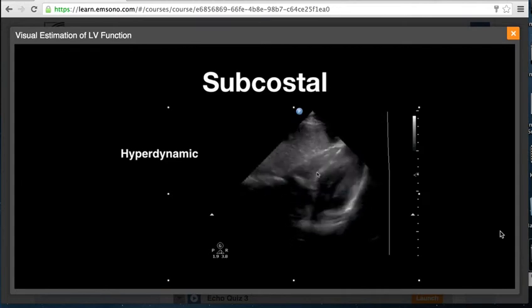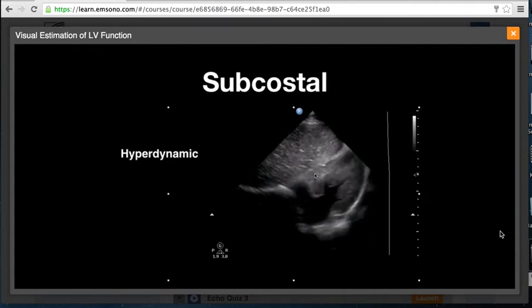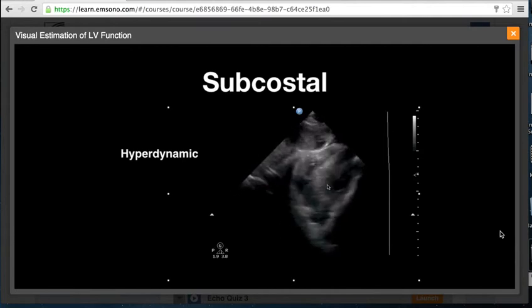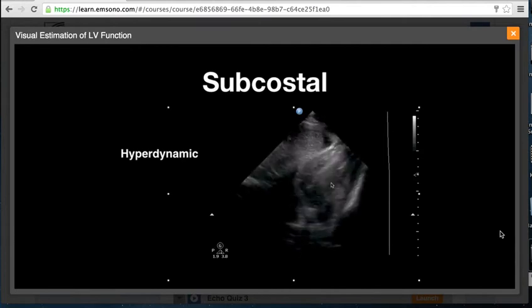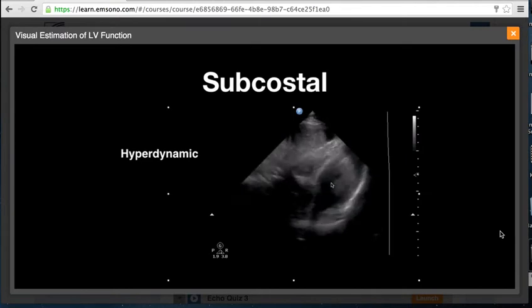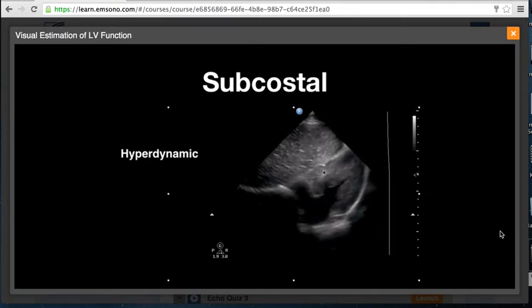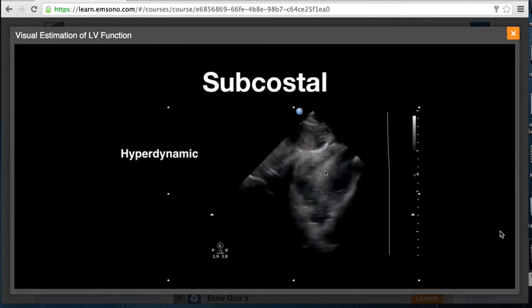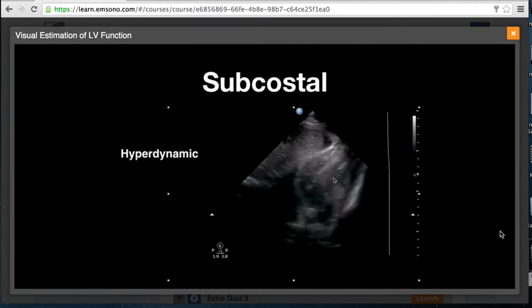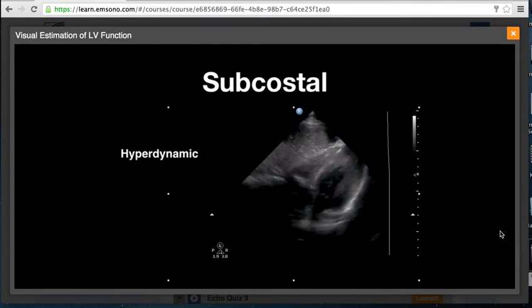But what we did notice when we looked at the heart is that it was hard to even see the chambers on either the right or the left, and that's because the patient was so volume depleted. And here you can see essentially kissing ventricles on both sides, and this was a patient who's hyperdynamic and was severely volume depleted.